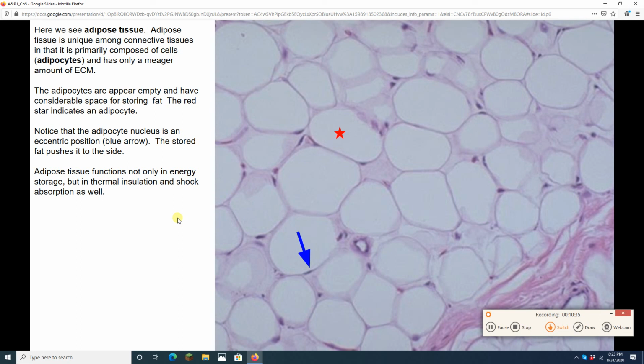Adipose tissue is weird amongst connective tissues because it is mostly made of cells. It is the oddball, the outlier of connective tissues. Almost every connective tissue is made mostly of matrix. Adipose tissue is weird because it is mostly cells. It's got a scanty amount of matrix. It's got some, but not a lot.